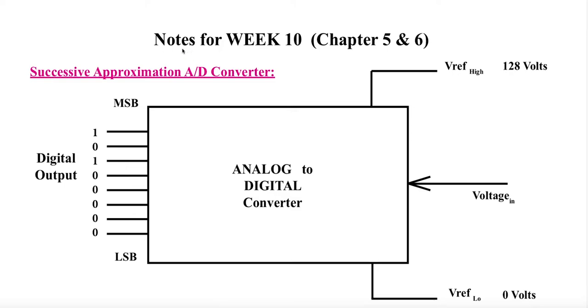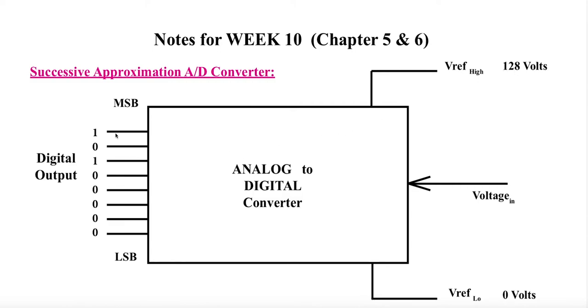This is a video lecture to go with the notes for week 10, which covers Chapter 5 for the A to D and D to A, and Chapter 6 for the SCI. Now if you watch this YouTube video here, it takes you through the process of how the successive approximation A to D works. And each A to D has a V reference low, in this case 0 volts for this particular one on this page, and V reference high, which is 128 volts.